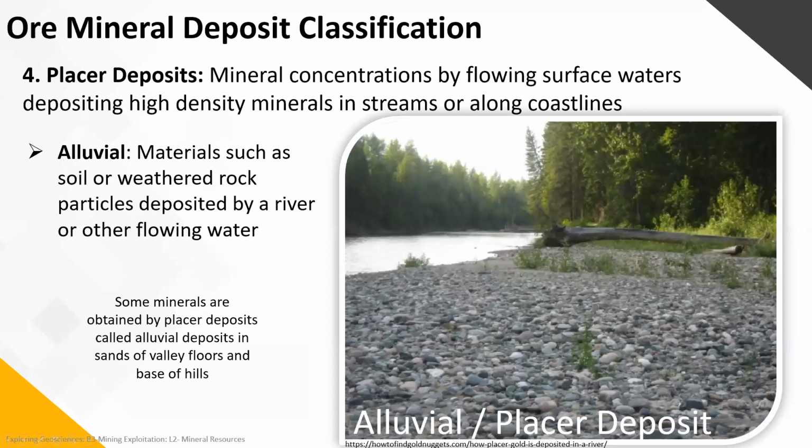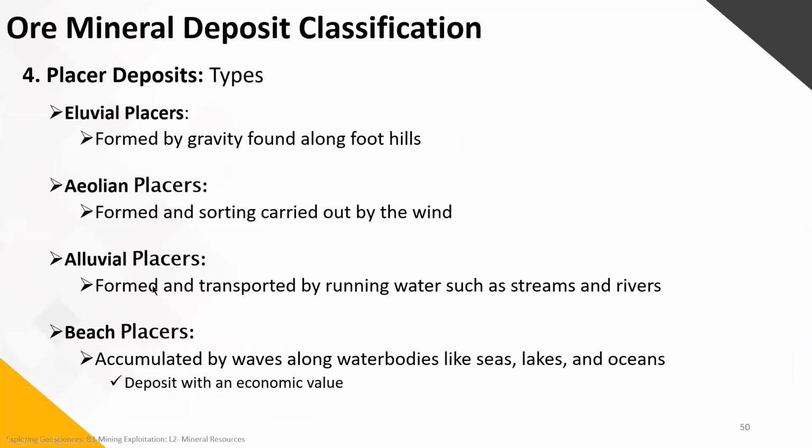Example here of a type of placer deposit, which is the alluvial. It's where materials such as soil or weathered rock particles deposit by a river or a flowing water. Some of these minerals are obtained by placer deposits called alluvial deposits in sands of valley floors and base of hills, as the next picture will show.